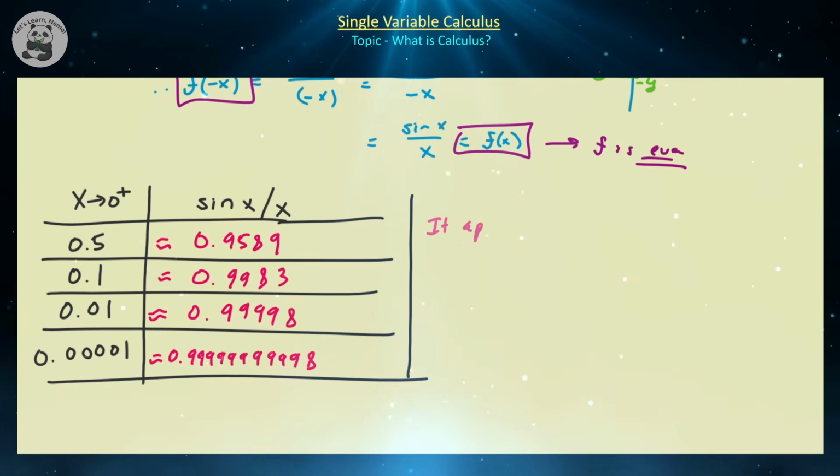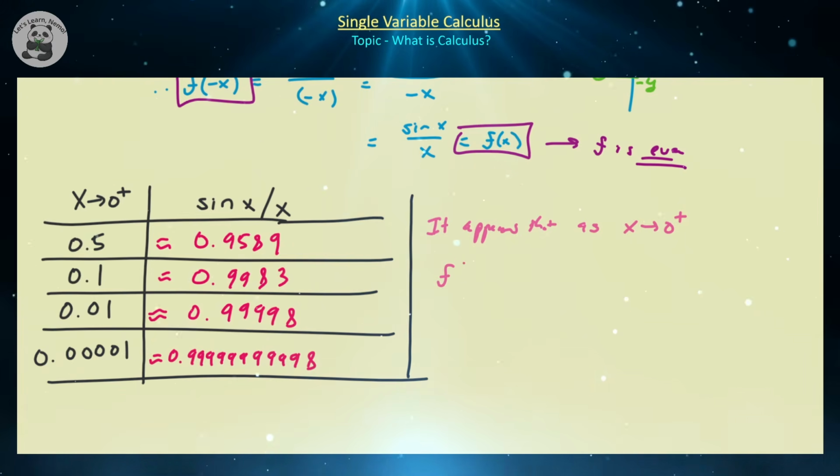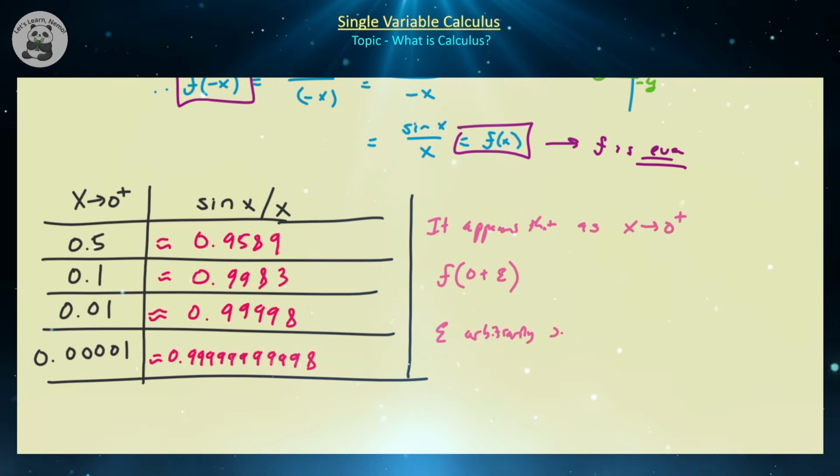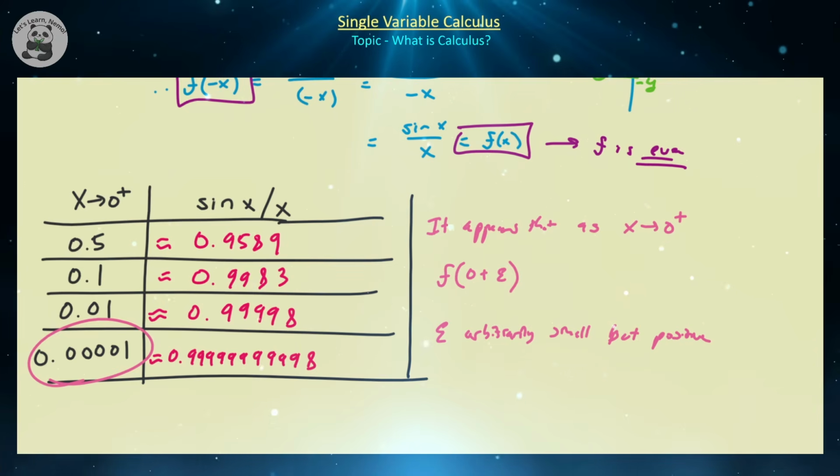So it appears that as x gets closer and closer to 0 from the right hand side, and you can say, okay, what is f of 0 plus epsilon, where epsilon is an arbitrarily small but positive number. And when I say arbitrarily small, I mean regardless of the smallness of this x value you've chosen, epsilon is going to be smaller than it. So epsilon is that concept of an infinitesimal, right?